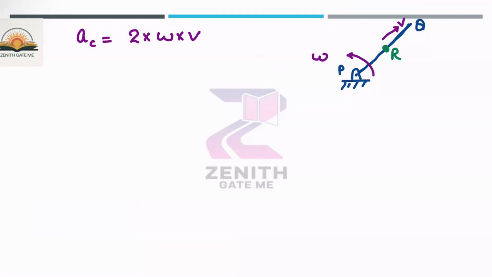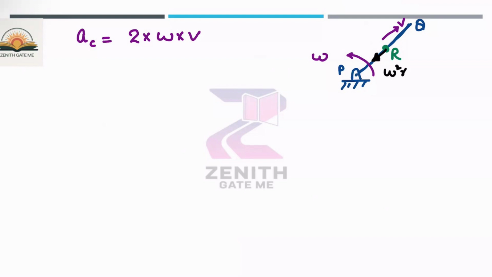If this link is not rotating, that means omega is 0, so the Coriolis acceleration value will be 0. But in this case, the link is rotating and the block is sliding in the outward direction. Okay, so this is the Coriolis acceleration. One more acceleration will act, which is nothing but the radial acceleration, which is omega square into r. Okay, omega square into r, which is towards this point P.